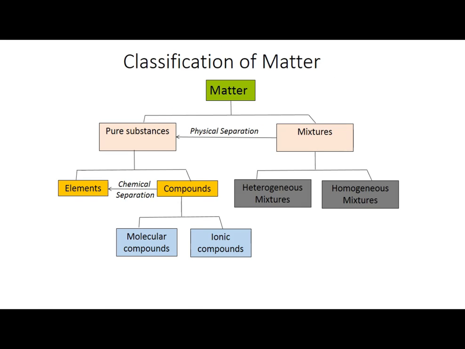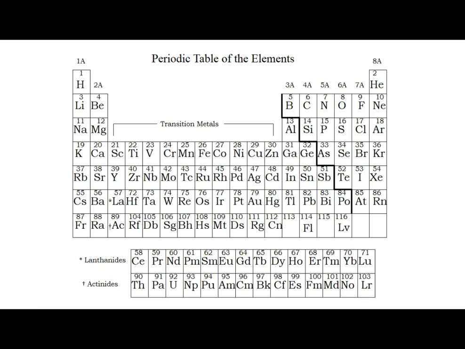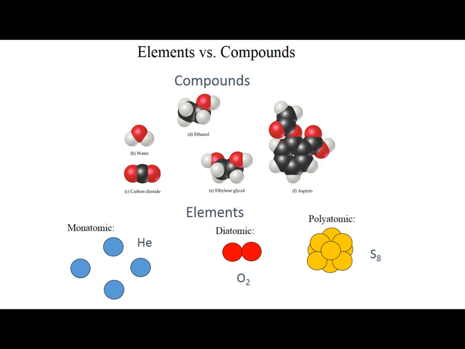We go back and we look at elements versus compounds. Elements would be present on the periodic table of elements, which we're going to talk more about soon. And compounds would be a combination of 2 or more of these elements. So we're going to look at examples of those now, elements versus compounds.